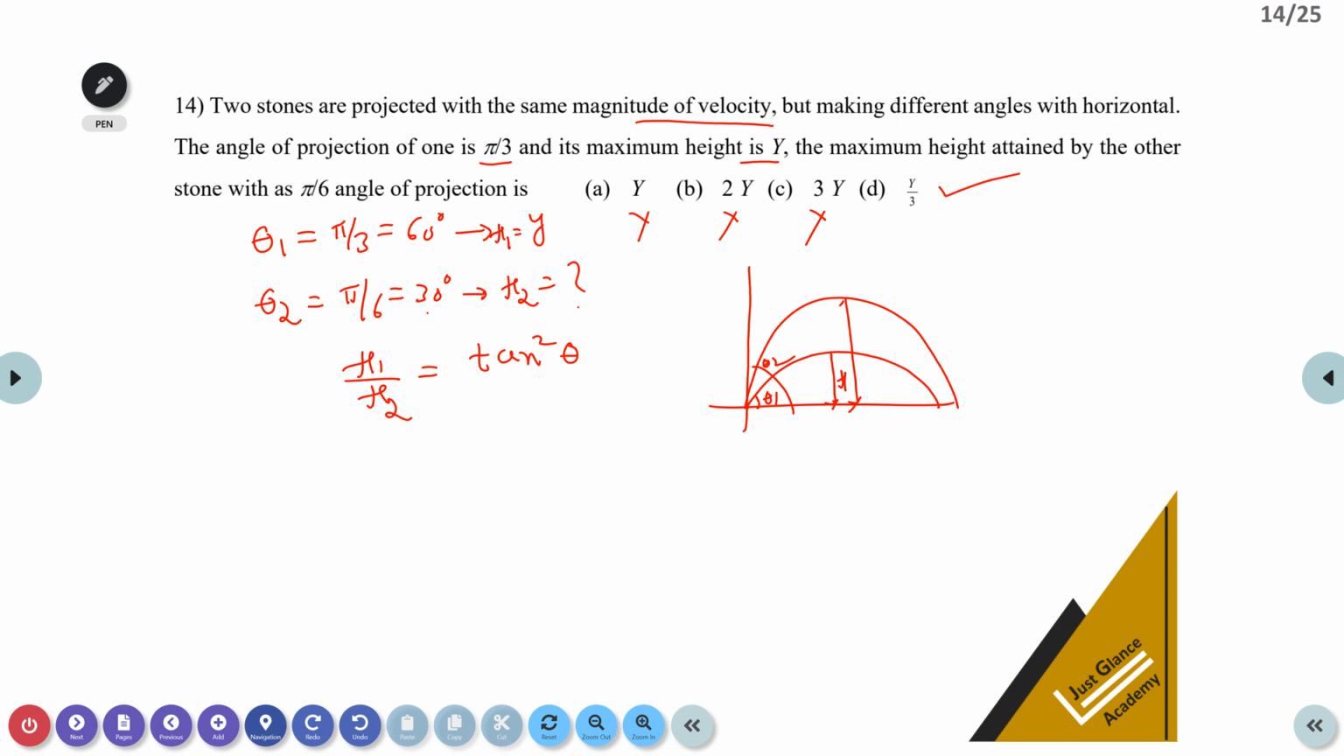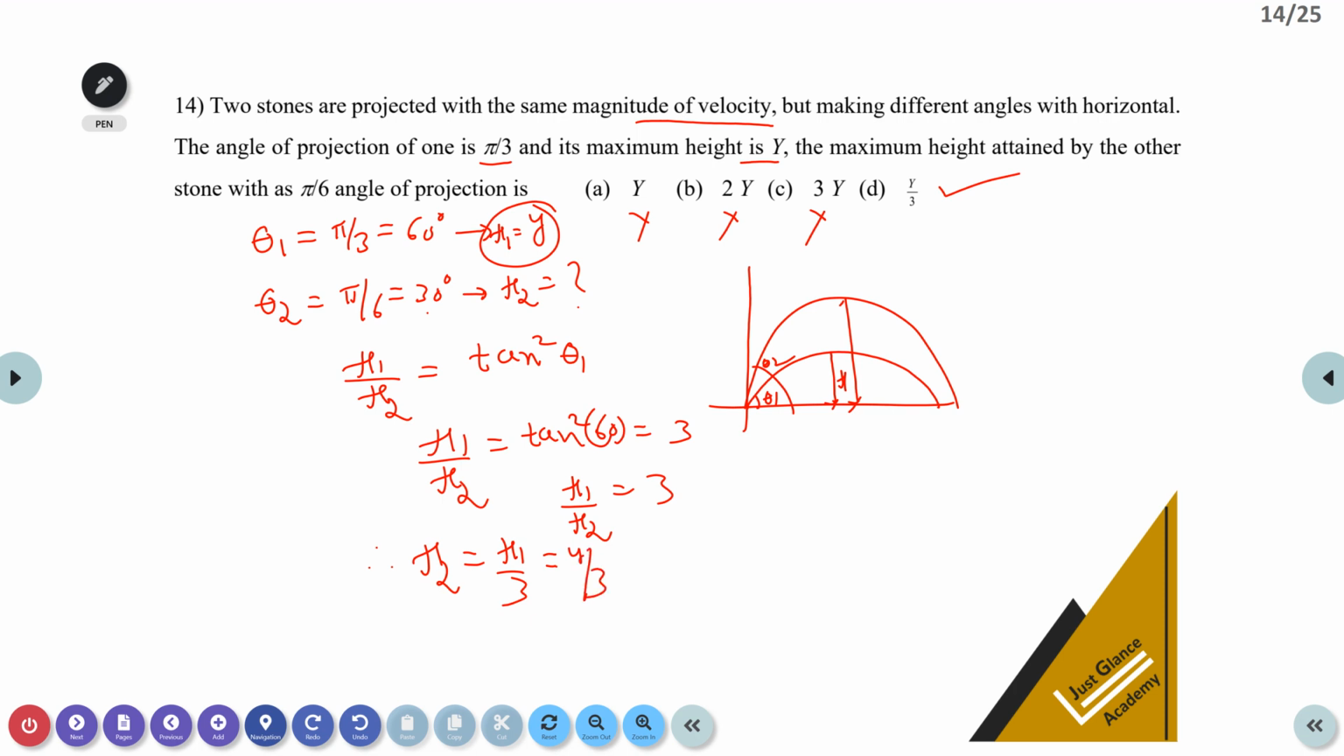Now here, the first one is 60 degrees, theta 1, that you have to write. H1 by H2 equal to tan square of 60. What is tan square 60? Root 3 into root 3 equal to 3. So H1 by H2 equal to 3. Therefore H2 equal to H1 by 3. We know H1 is Y, so this becomes Y by 3.